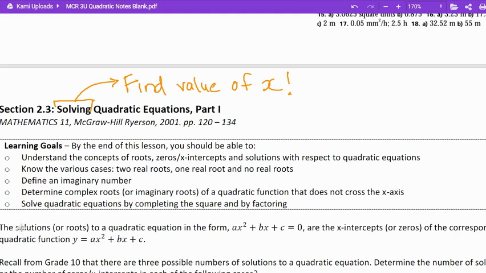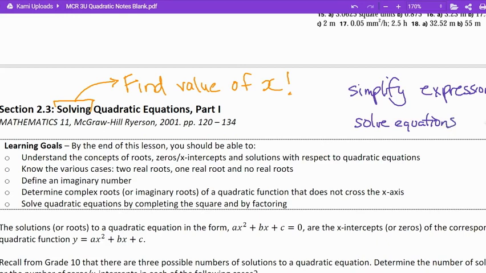So let's write that down because that's some math terminology. Simplify expressions, solve equations. Okay, that's what we do. That's the meaning of life, I'd say.